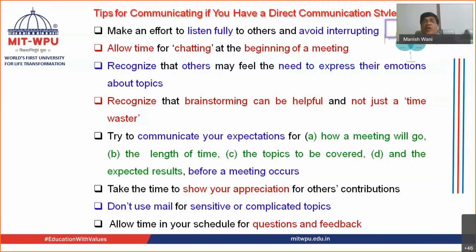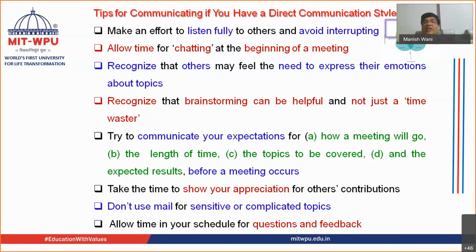That brings to my next point that, you know, brainstorming is very important. Whenever you are talking about a point, agar 10 log us topic mein contribute karenge, that is known as brainstorming. Brainstorming is where everybody puts their mind into the topic. So if there is a brainstorming that is happening, okay, then it is going to be useful.